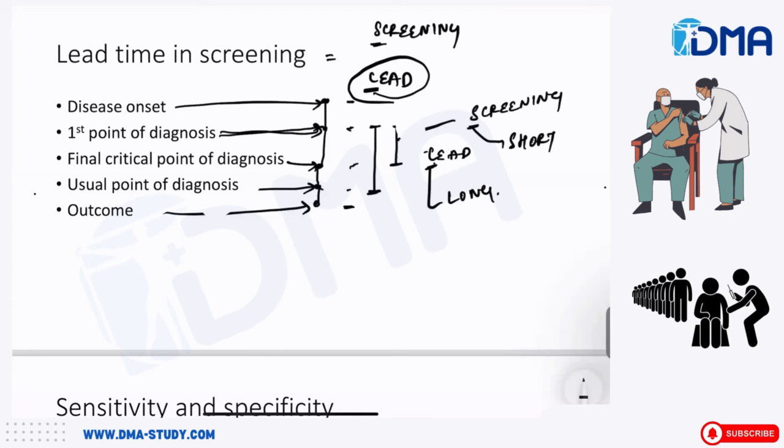See, that is the most important thing. It is between the first point of diagnosis to the usual point of diagnosis, but screening time is between first point of diagnosis to critical point of diagnosis. So lead time is always longer. So it is between first point of diagnosis to usual point of diagnosis, while screening time is first point to the crucial point. Fine.